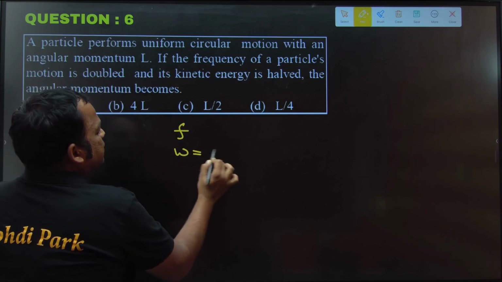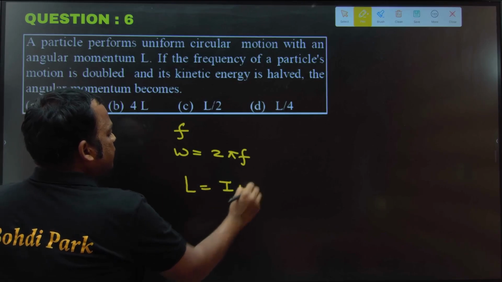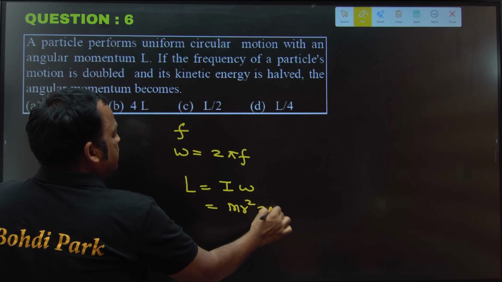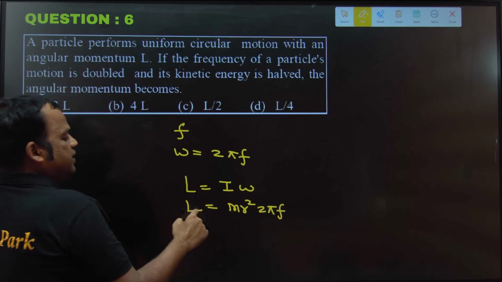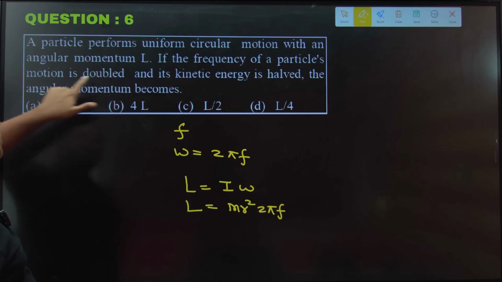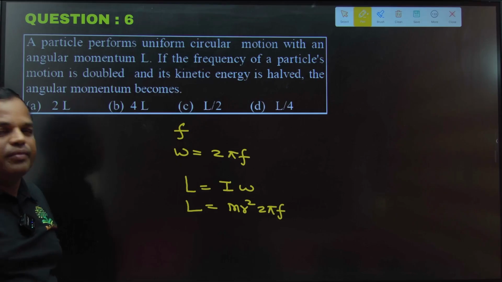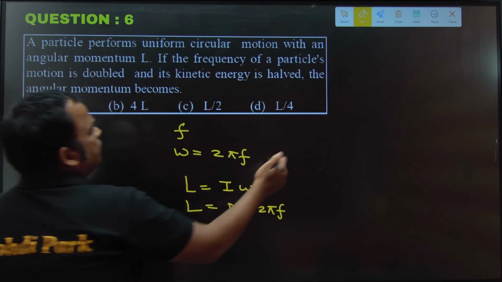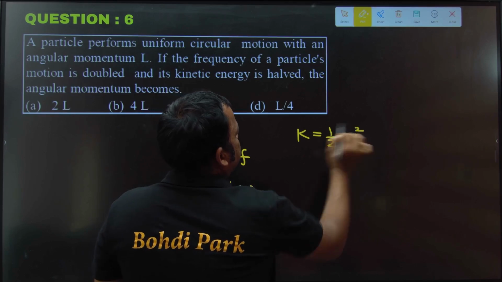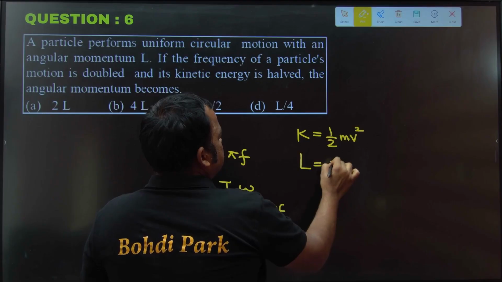So omega is equal to 2 pi F and angular momentum is I omega, and I is equal to mr square, and omega is 2 pi F. So basically L is equal to mr square into 2 pi F. Frequency doubled, kinetic energy halved. What is the new angular momentum? Let us write K is equal to half mv square. And for angular momentum we can use mvr.